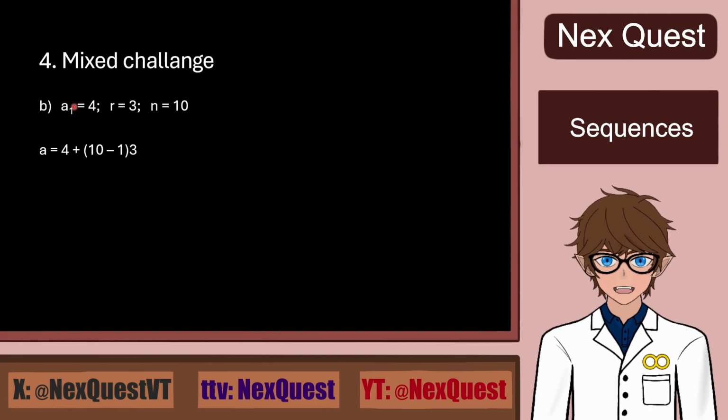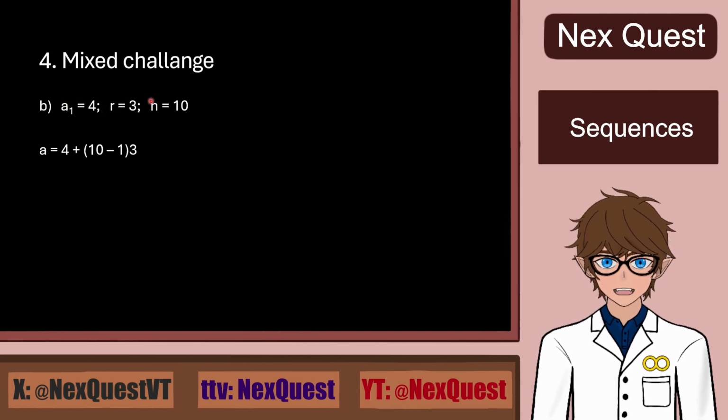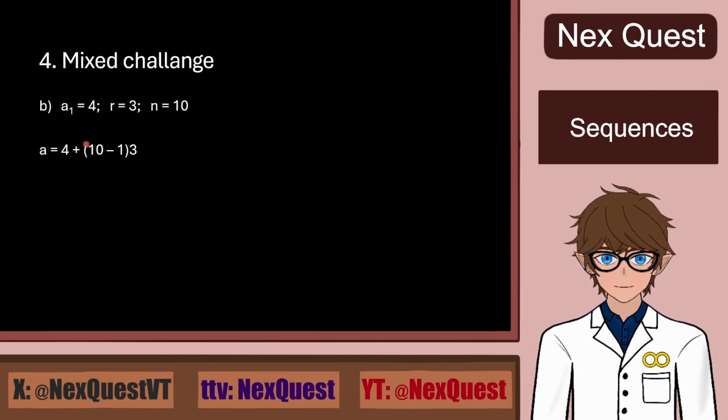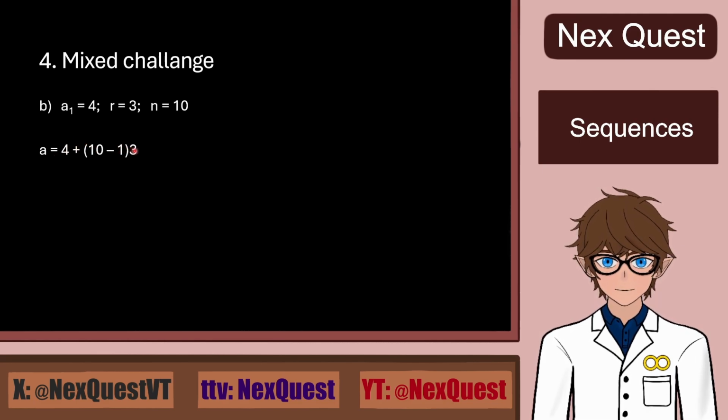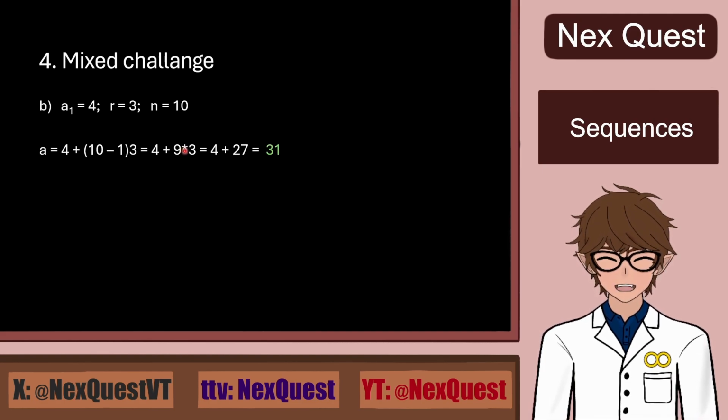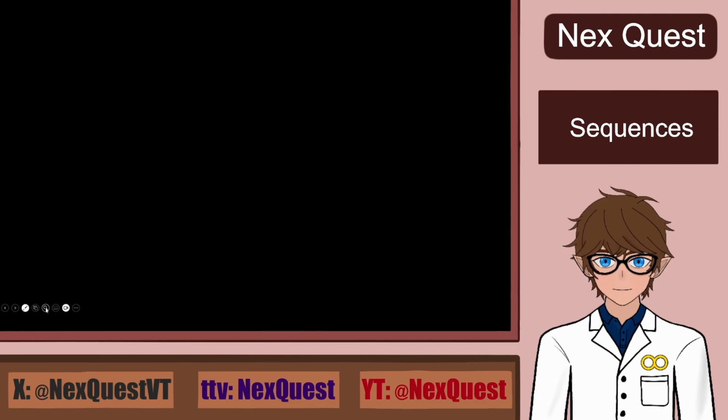But yes, so we have the first term, we have the difference, we have the n. So we can just paste that all in the equation. So first term plus n minus 1 times 3. We get 4 plus 9 times 3, which is 4 plus 27, which gives us 31. That's it for the mini test.